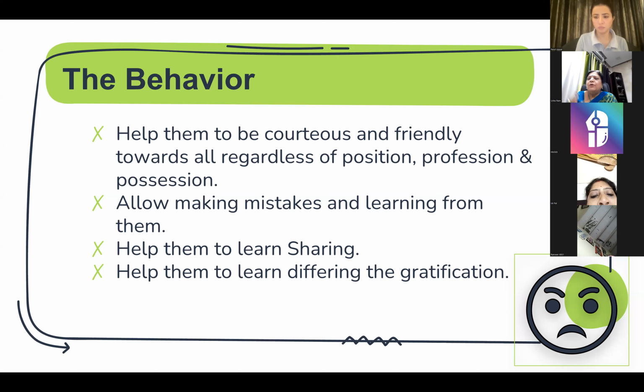If we do that, automatically children also will do that. Allow making mistakes and learning from them. Now, what happens? We say, no mistake, no mistake. Arey, please allow them. उनको स्पेस दो, उनको जगह दो. वो मिस्टेक करेंगे तो लर्न करेंगे ना.